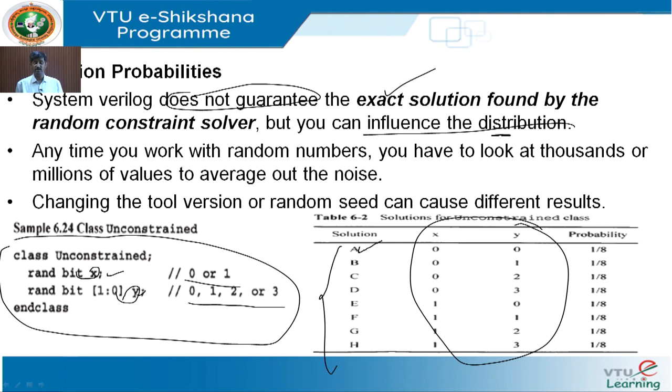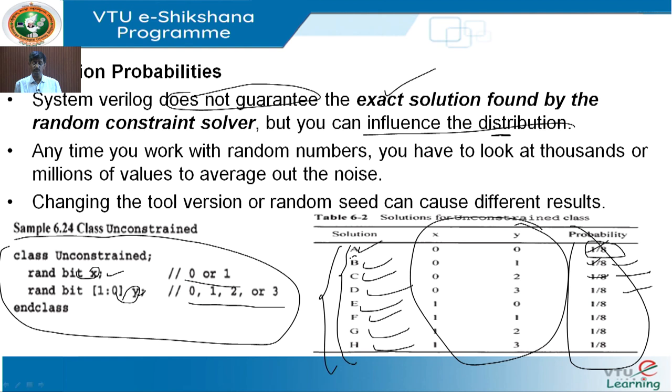Let us say the A solution is 0, 0, the B solution is 0, 1, the C solution is 0, 2, the D solution is 0, 3, the E solution is 1, 0, the F solution is 1, 1, the G solution is 1, 2, the H solution is 1, 3. What is the probability of appearance? How many solutions do I have? 8 solutions. So each is obtained 1 out of 8. All of these are 1 out of 8.